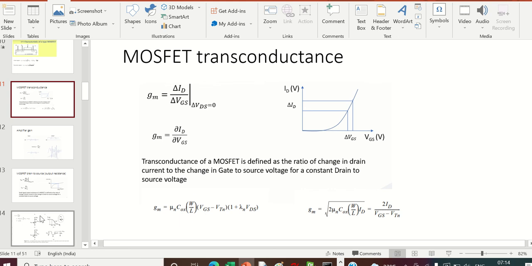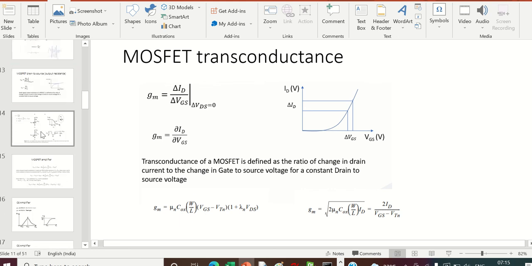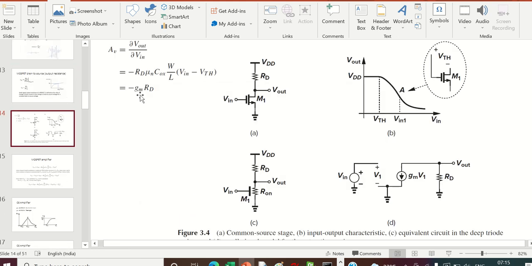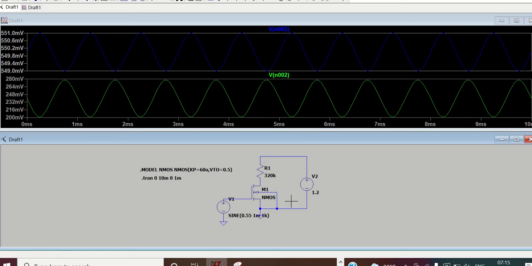I can increase my gain by two things. One, I can increase gm or I can increase rd. rd can be increased directly. gm, if I have to increase, I have to increase the W by L ratio of this transistor M1. That is what I am doing here. So if I change this W by L ratio further, it will further increase.